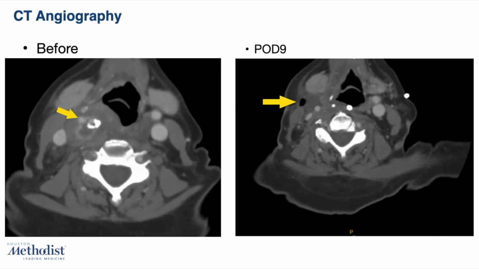So due to persistent neck pain and leukocytosis that the patient continued presenting with, along with a low-grade fever, on post-operative day 9, a follow-up CTA was obtained of the region, and it revealed a small fluid collection around the operative site with some gas accumulation, as you see on the right, marked by the yellow arrow.